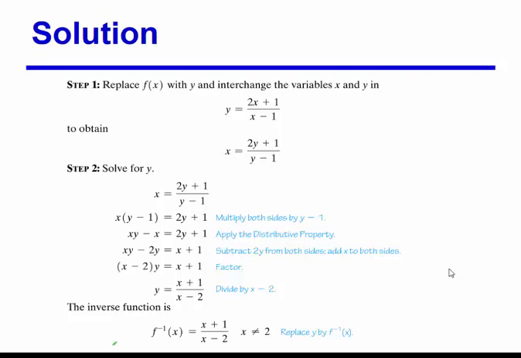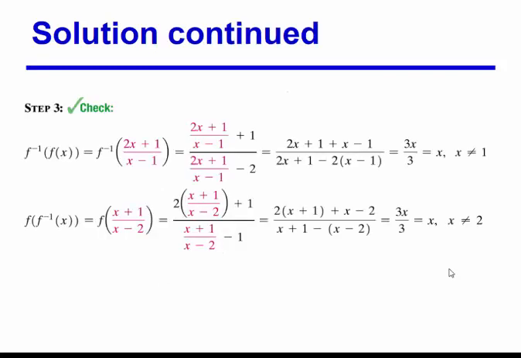So the inverse function, f inverse of x, is x plus 1 over x minus 2, as long as x does not equal 2. Then we check by doing the composite functions, f of f inverse of x and f inverse of f of x, and we get x in both of these. Therefore these are in fact inverses of each other.